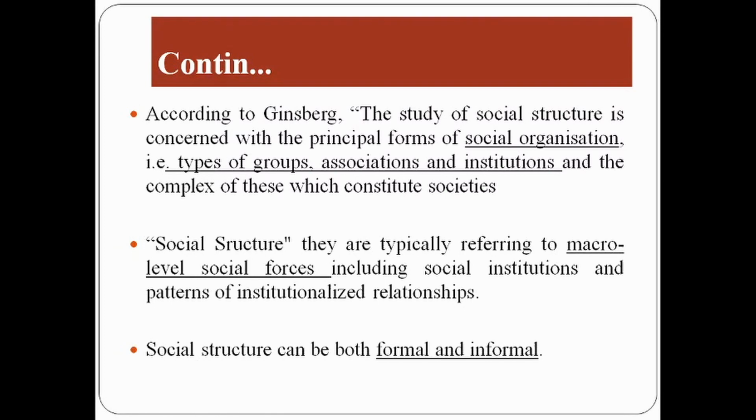We can say social structure can be both formal and informal. According to MacIver and Page, government agencies, political parties, schools, and labor unions, all these complete the organizational picture, which includes formal blueprint arrangements and informal, always spontaneous, groupings.